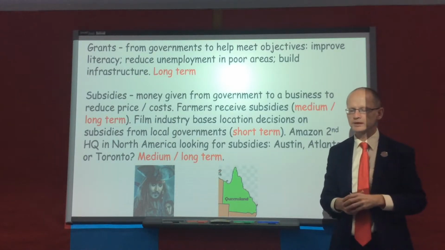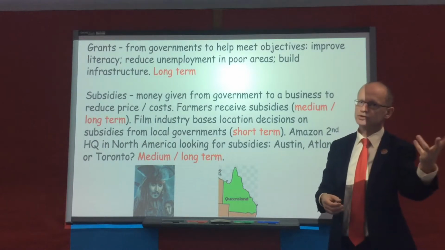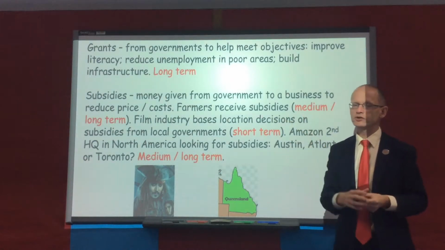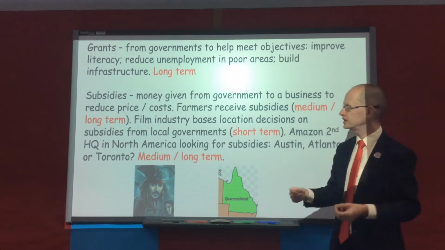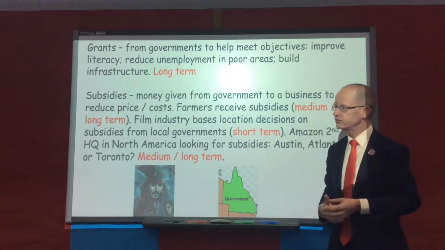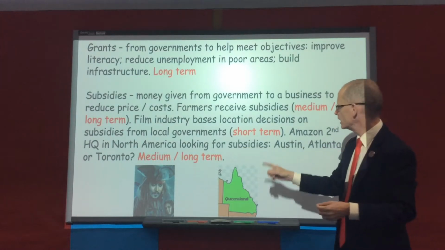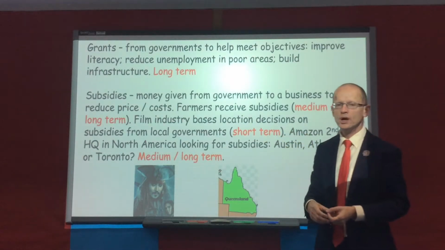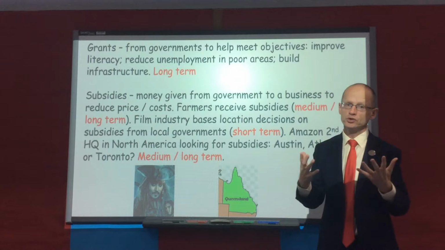Very little actual filming still occurs in California, where Hollywood is based. Lots of the states now offer lots and lots of subsidies for films to be shot in their home state or home city. Okay? Amazon at the moment is looking to open a second headquarters somewhere in North America. Could be Austin, Atlanta, Toronto. The amount of money they may be requiring could be huge.